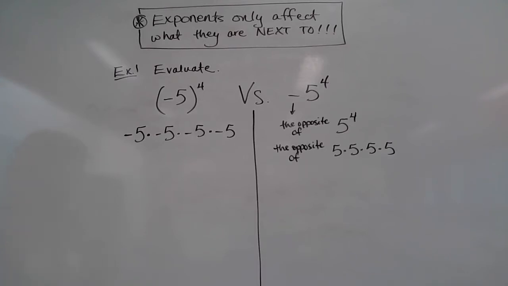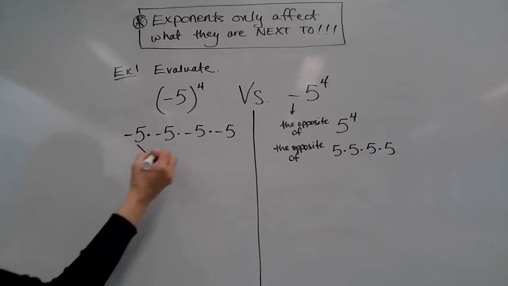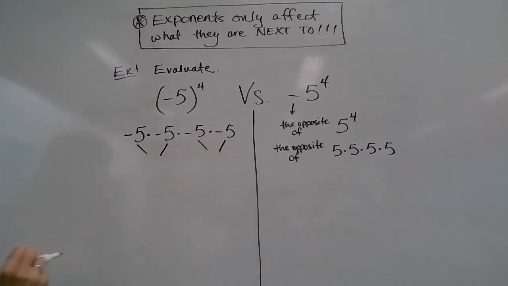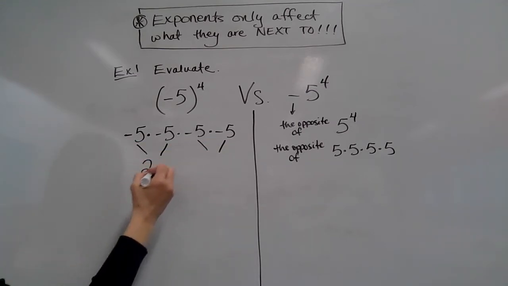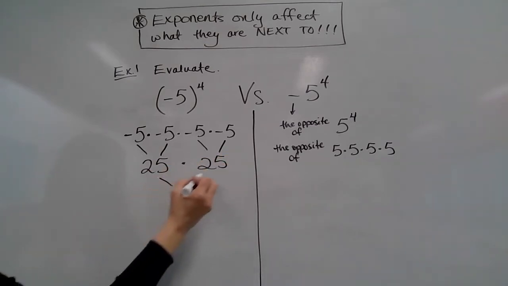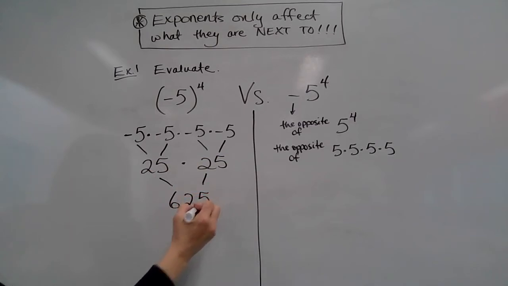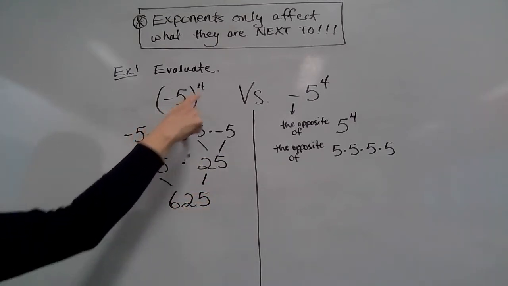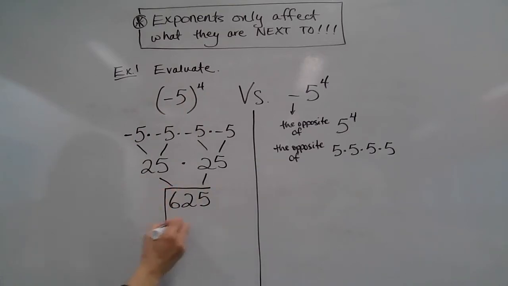So we have a comparison to look at. We are comparing -5 in parentheses to the 4th power versus -5 to the 4th power. We've got things set up so that we can begin to evaluate and get the result and see what happens. In the first one, we have -5 being multiplied by itself 4 times. -5 times -5 gives us positive 25. And we have 2 sets of those. 25 times 25 is 625. So -5 in parentheses to the 4th power is 625.